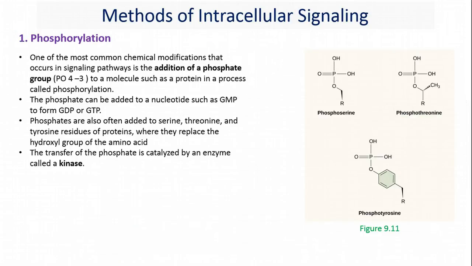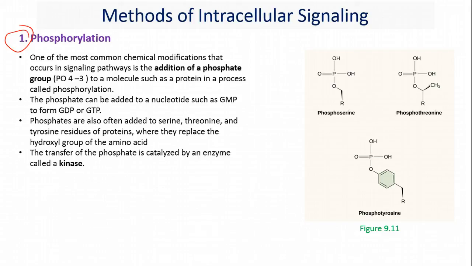So when we have a molecule like ERK that goes from an inactivated form to an activated form, this can be done several different ways. And one of the most common ways to activate a molecule in these signaling pathways is by phosphorylation. So that's the first method of intracellular signaling we're going to talk about. Phosphorylation is simply the addition of a phosphate group to a molecule, like a protein.